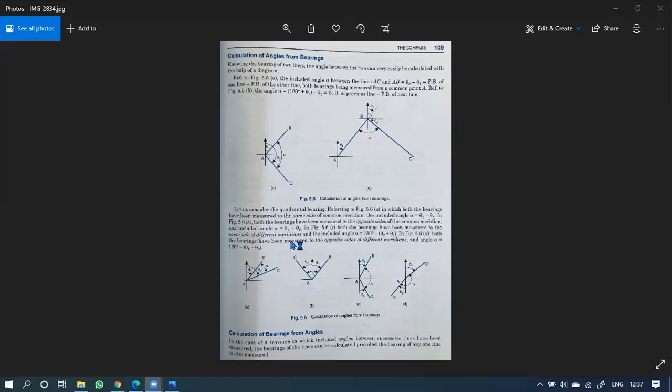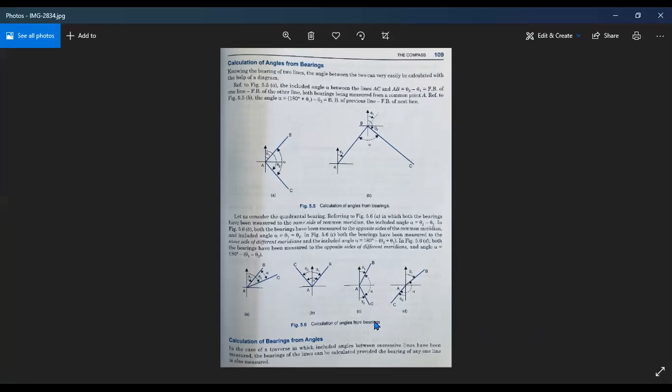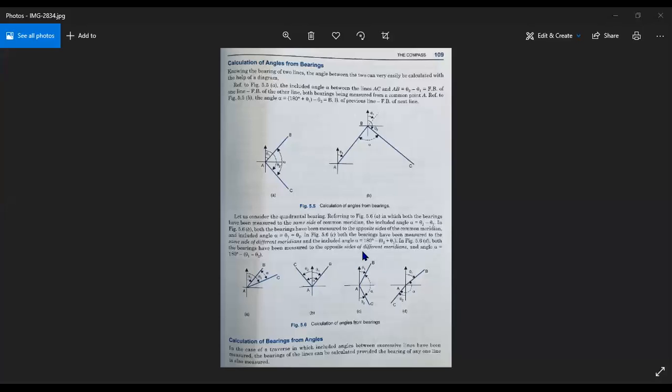Now, is it visible? Calculation. No, please check once again because I'm sharing here. It is not visible. Okay, wait. Now, is it visible? Yes, sir.